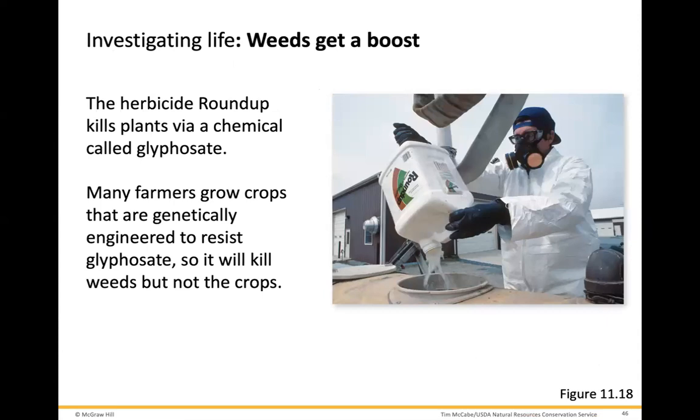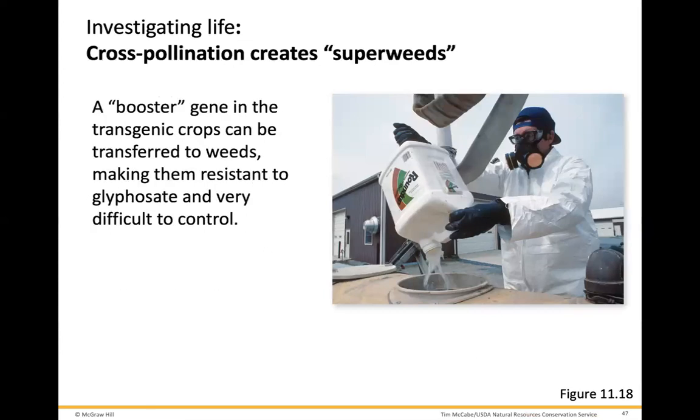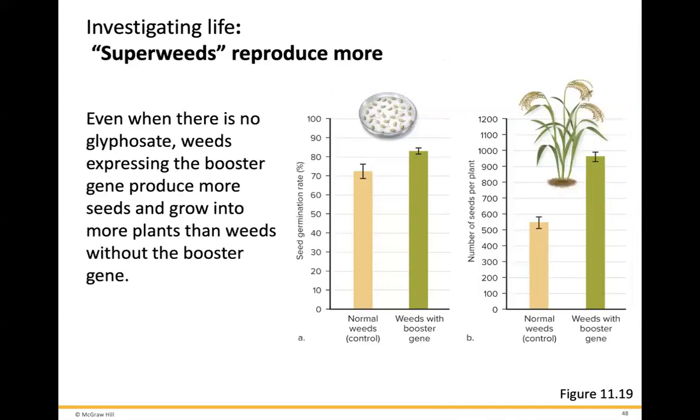Investigating life: weeds get a boost. The herbicide Roundup kills plants via a chemical called glyphosate. Many farmers grow crops that are genetically engineered to resist glyphosate, so it would kill the weeds but not the crops. A booster gene in the transgenic crops can be transferred to the weeds through cross-pollination, making them resistant to glyphosate and very difficult to control. These superweeds will reproduce more. Even when there is no glyphosate, weeds expressing the booster gene produce more seeds and grow into more plants than weeds without the booster gene.